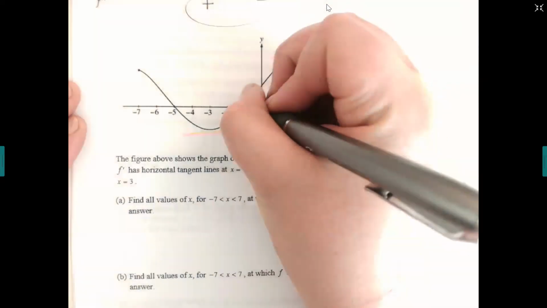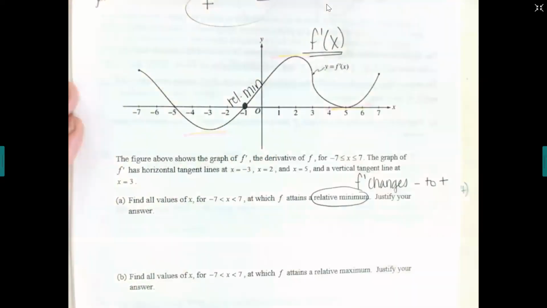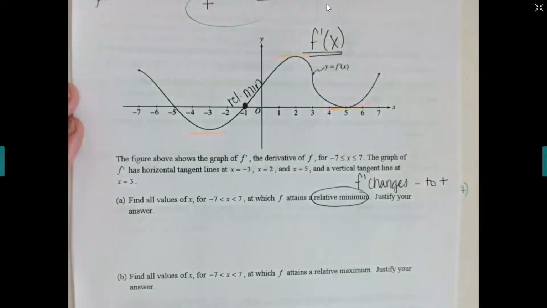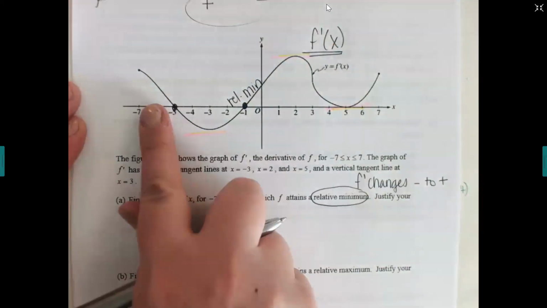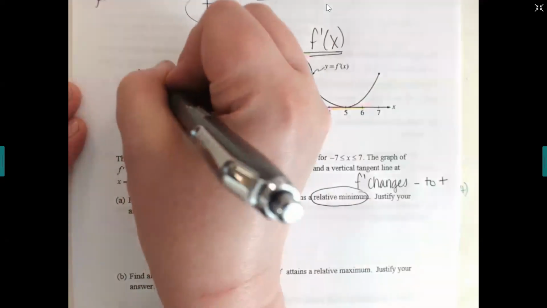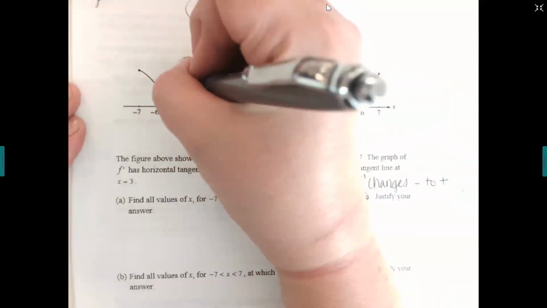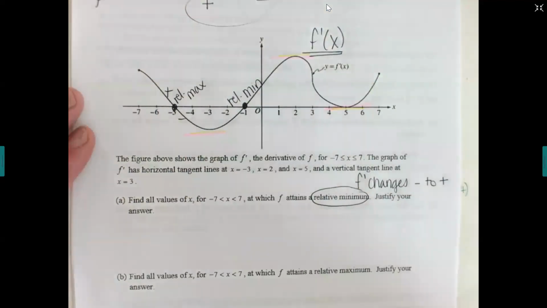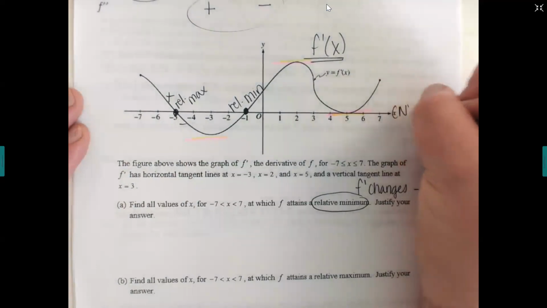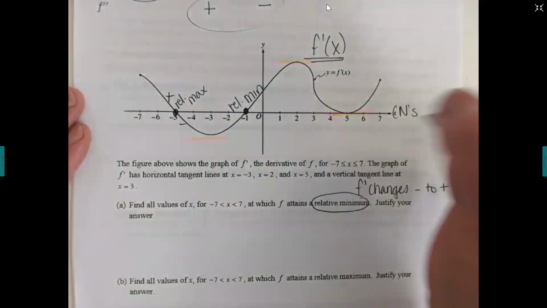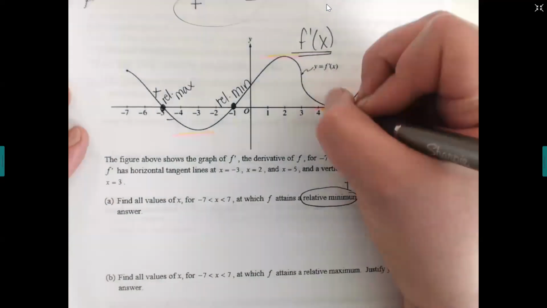Now, are there any other critical numbers that I would have a min or a max? At negative 5, how does the sign change at negative 5? Okay, so if it goes from pluses to minuses, that would make it a relative max. And then is there another critical number? 5. Mm-hmm. And what type would 5 be? It would be a neither.